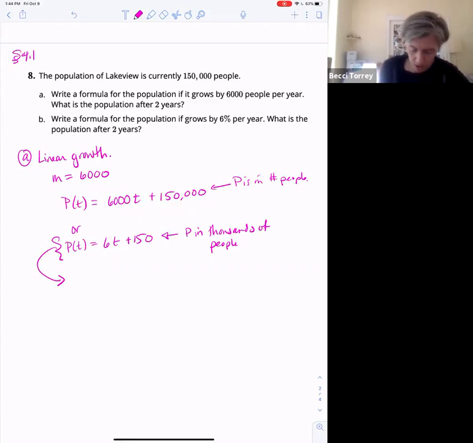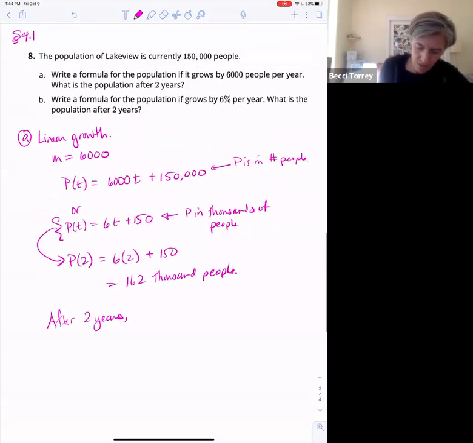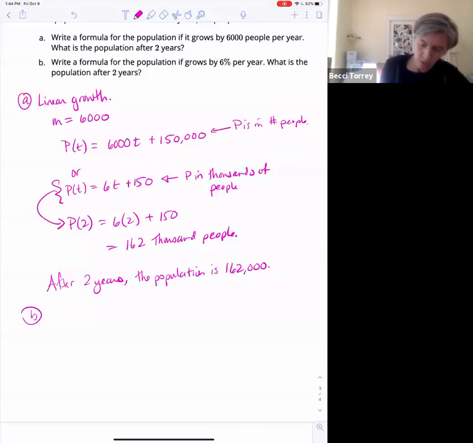So what's the population after 2 years? You just plug in 2 for T. So this is 6 times 2 plus 150, which is 150 plus 12, or 162,000 people. And we should always write out a sentence when we're doing a word problem. So after 2 years, with units, right? After 2 years, the population is 162,000.